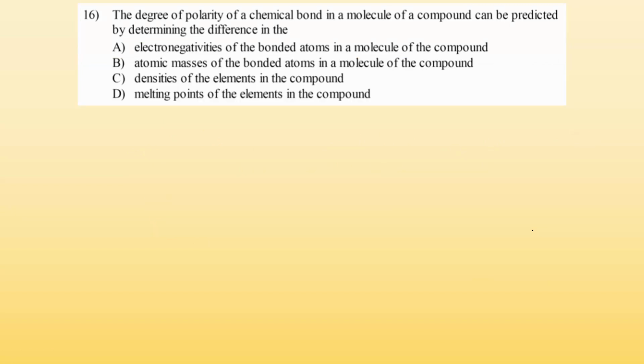16. The degree of polarity of a chemical bond in a molecule of a compound can be predicted by determining the difference in electronegativity, right? So that's it. Polar bond, non-polar bond, you look at the electronegativity.